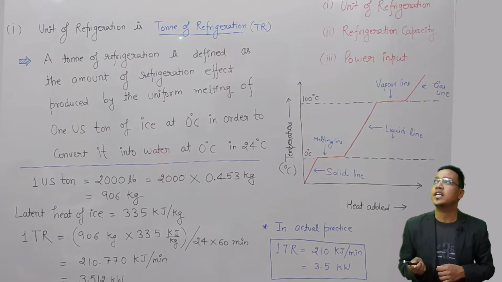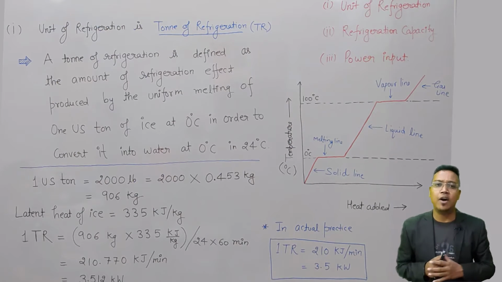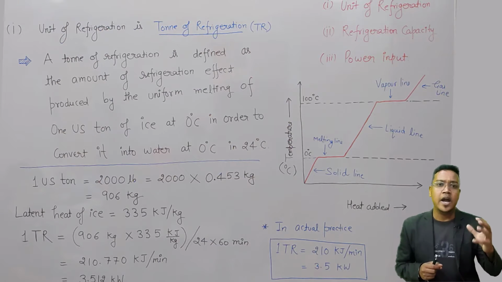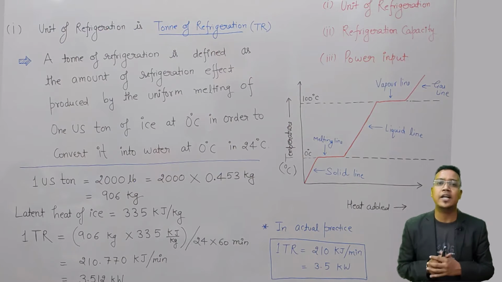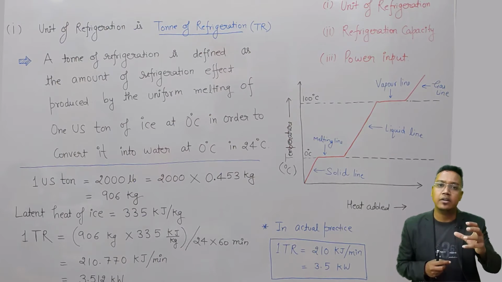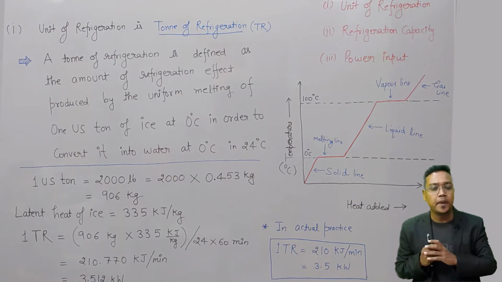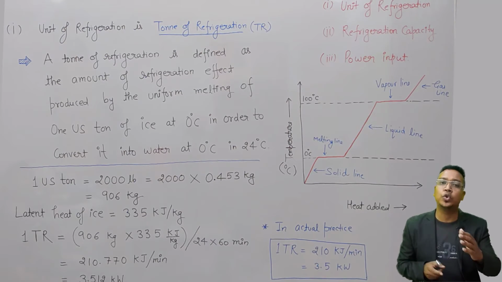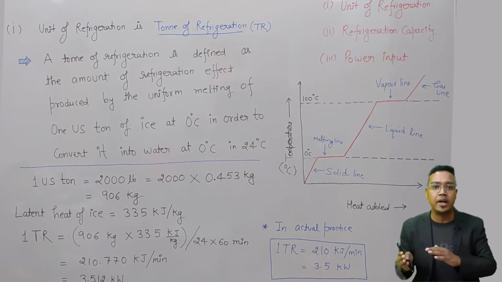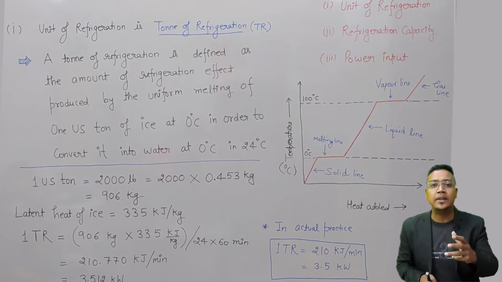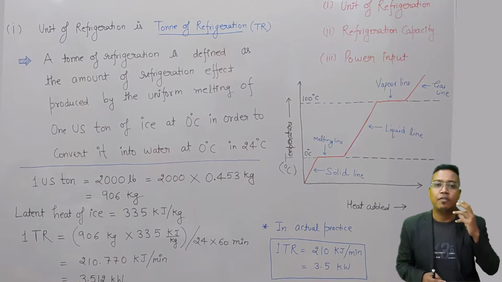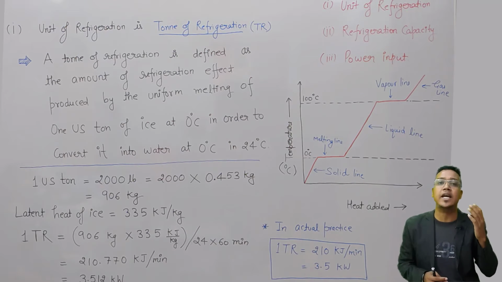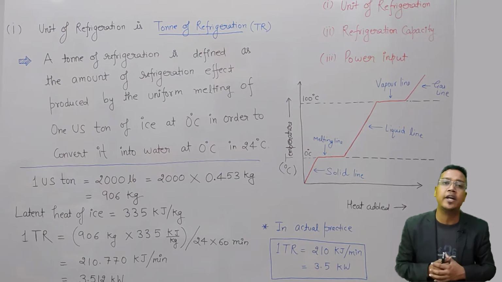First, unit of refrigeration. Unit of refrigeration is ton of refrigeration. Friends, you have seen the heat transfer rate. What is heat transfer rate? Kilojoule per hour. Yes, heat divided by time. That is the heat transfer rate. Kilojoule per hour, or kilojoule per minute, kilojoule per second. How much heat is transferring from a system or from a storing space per unit time is called heat transfer rate.